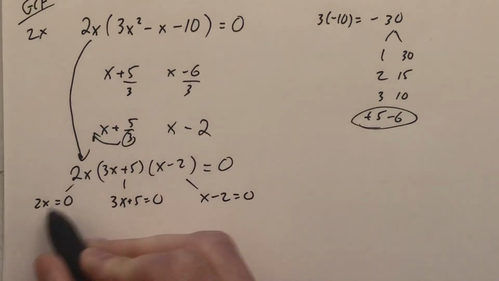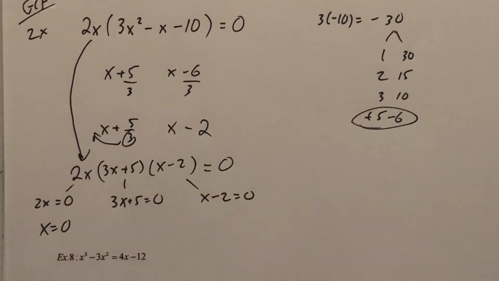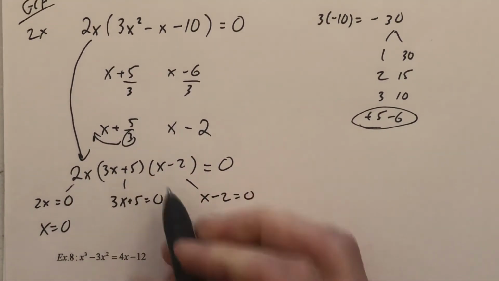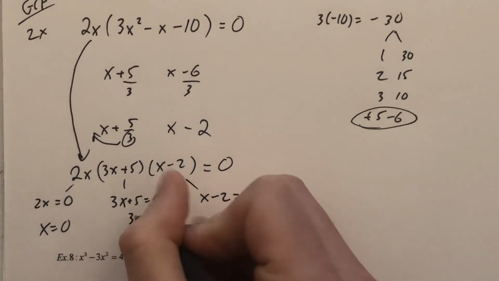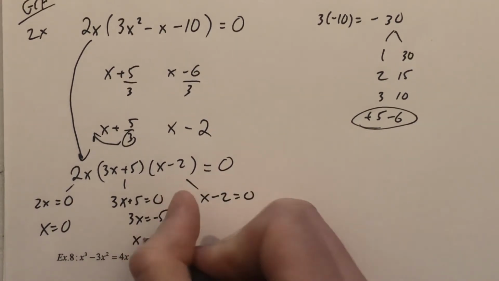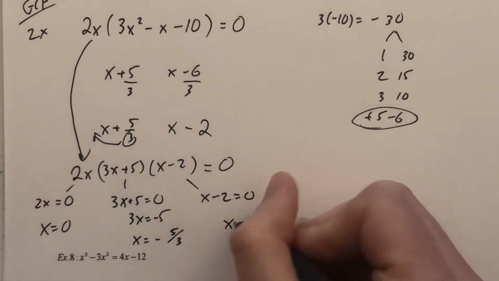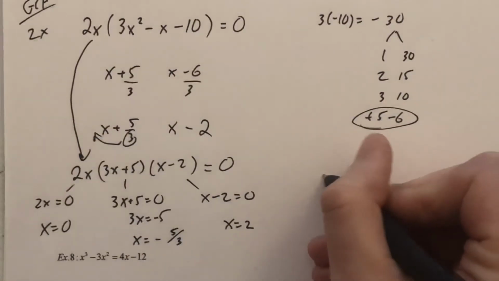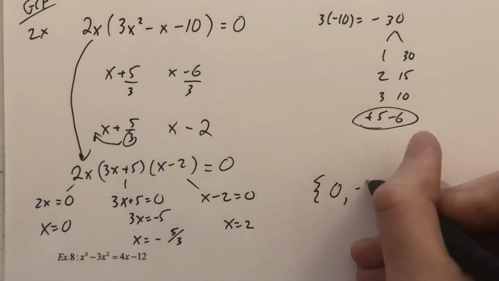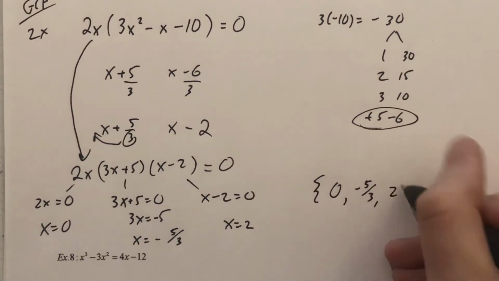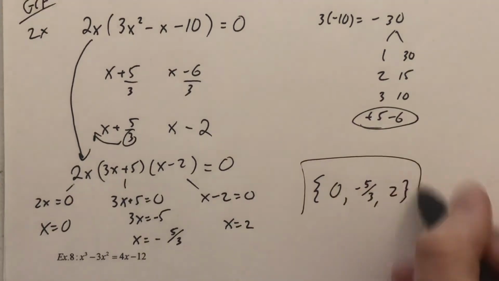Now in this case, when you divide both sides by 2, you still get x equals 0. Here, for the first time, we'll need to do 2 steps. We'll have to subtract the 5 and then divide by that 3, giving me -5/3. And then over here, just move the 2 over, but notice that gives us 0, -5/3, and 2, all as solutions.